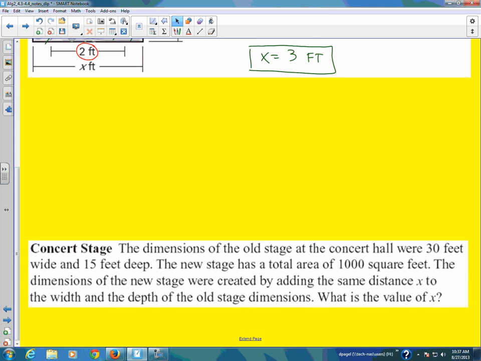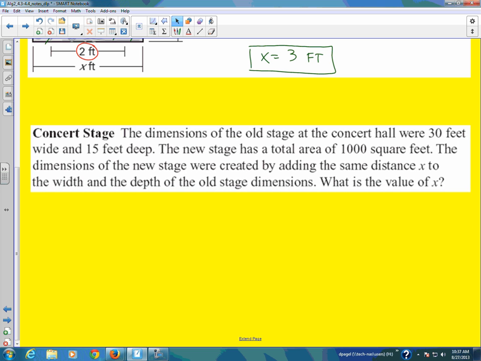Another application problem. We have the stage. The dimensions of the old stage were 30 feet wide and 15 feet deep, and the new stage has a total area of 1,000 square feet. So on these drawings, we're going to define things often with a picture. So let's draw a little sketch. So 30 feet by 15.